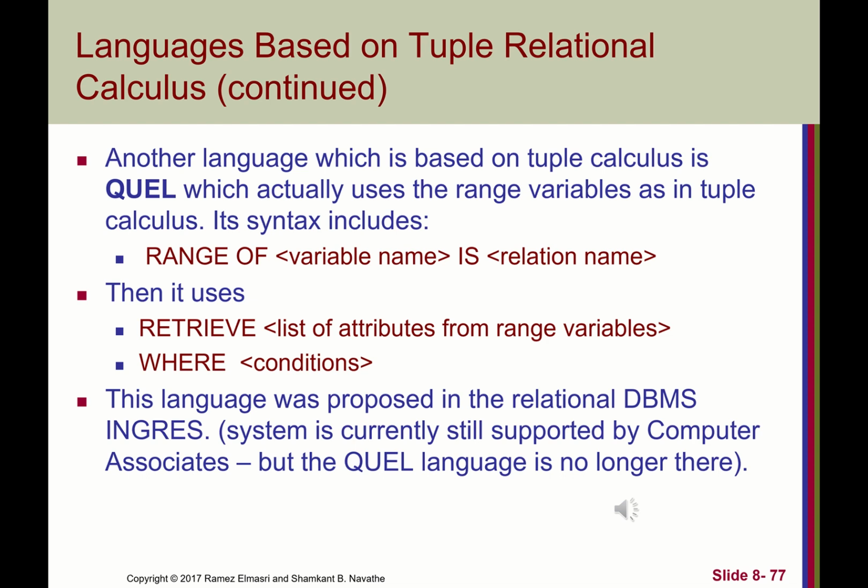Another language which is based on tuple calculus is QUEL, which actually uses range variables as in tuple calculus. Its syntax includes RANGE OF variable name IS relation name, then it uses RETRIEVE list of attributes from range variables WHERE conditions. This language was proposed in the relational DBMS INGRES. The system is currently still supported by Computer Associates, but the QUEL language is no longer there.